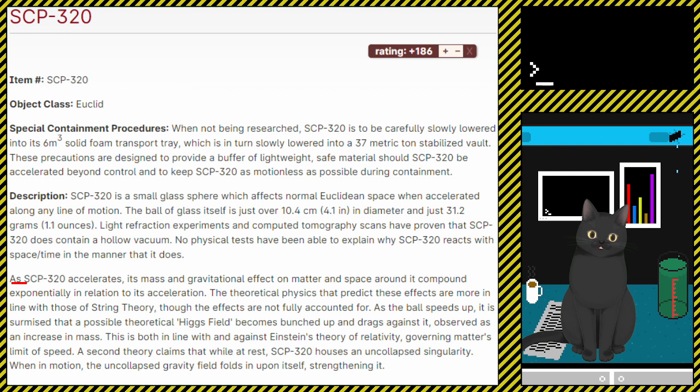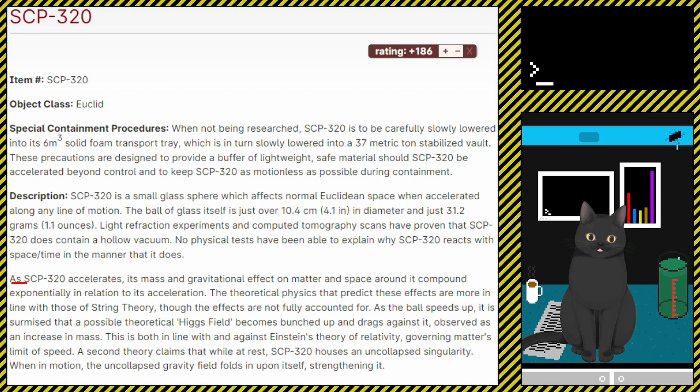As SCP-320 accelerates, its mass and gravitational effect on matter and space around it compound exponentially in relation to its acceleration. The theoretical physics that predict these effects are more in line with those of string theory, though the effects are not fully accounted for. As the ball speeds up, it is surmised that a possible theoretical Higgs field becomes bunched up and drags against it, observed as an increase in mass.